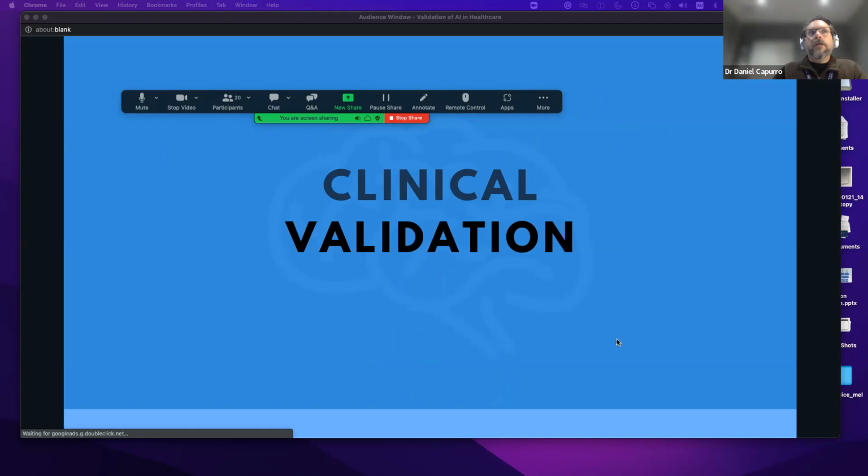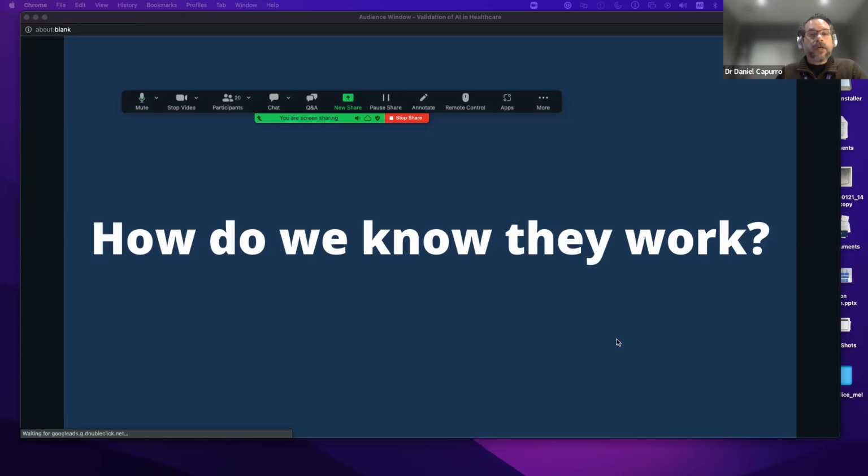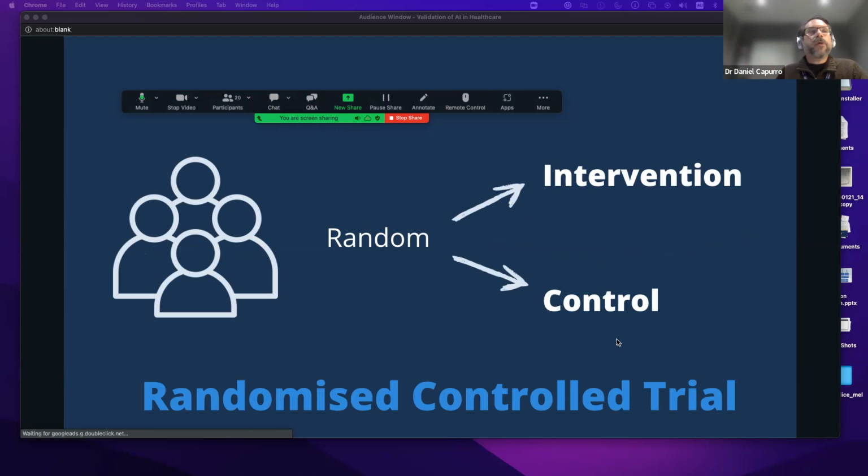So by clinical validation, we mean, how do we know these things work, okay? How do we know they work? And again, this is not a novelty for healthcare interventions. We already know what we need to do to make sure that these things work. So again, how do we know they work? Think about what we normally do to understand whether something in healthcare works. And probably the most straightforward answer is you run a randomized controlled trial, okay? You do a randomized controlled trial.